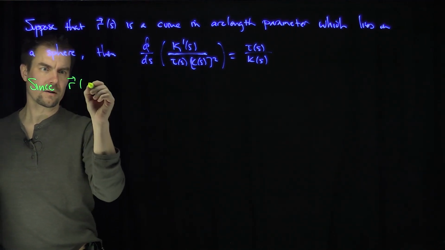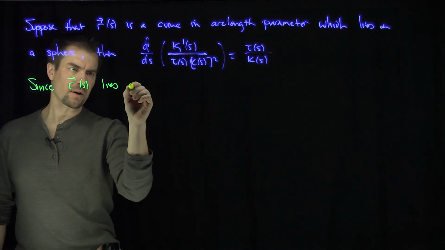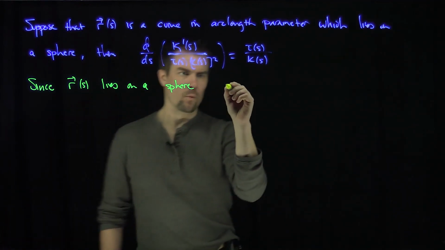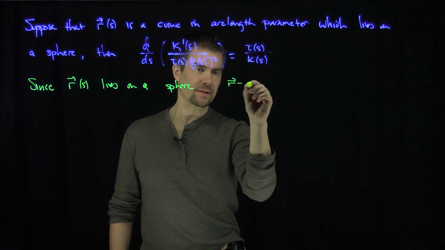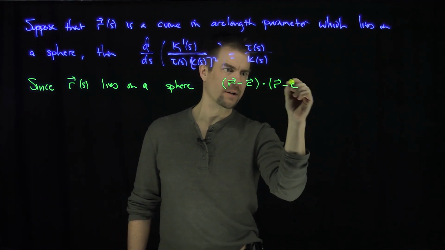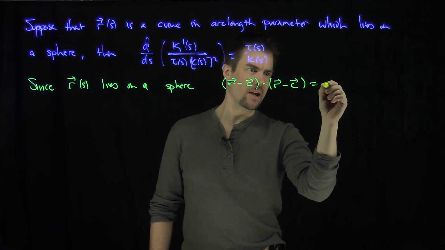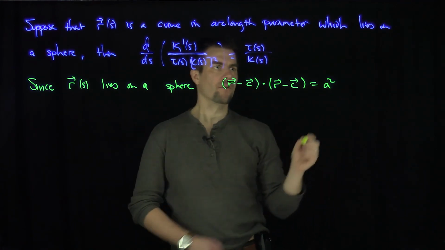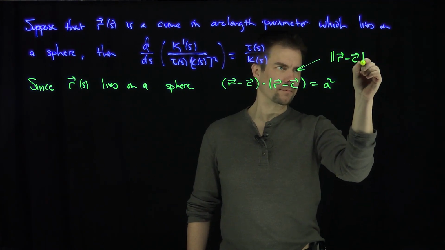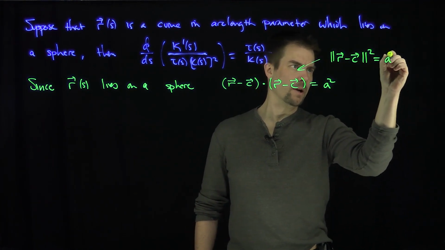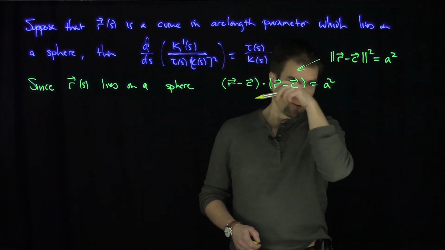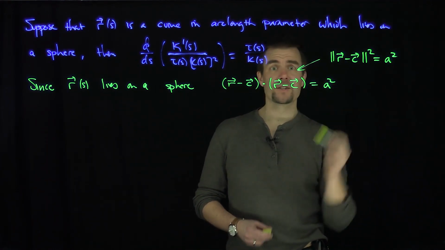Since the curve lies on a sphere, since r(s) lies on the sphere, we know that (r minus some center) dot (r minus some center) is a radius squared. And of course, this condition just says that the modulus of r minus c squared is equal to a squared. So the center of the sphere is the vector c, and the radius is a.